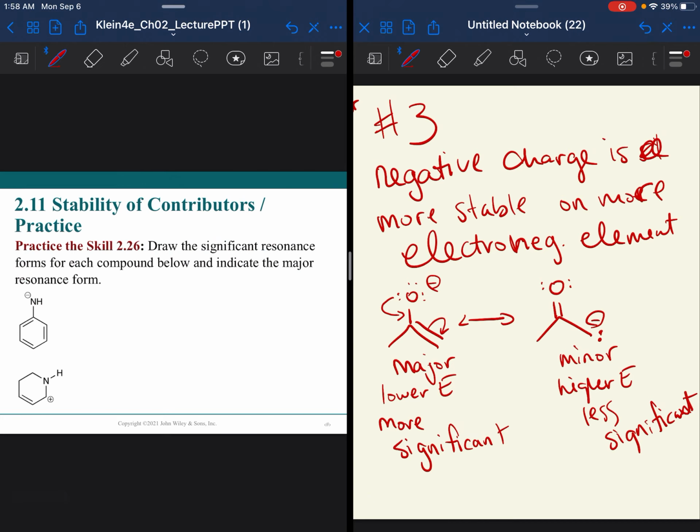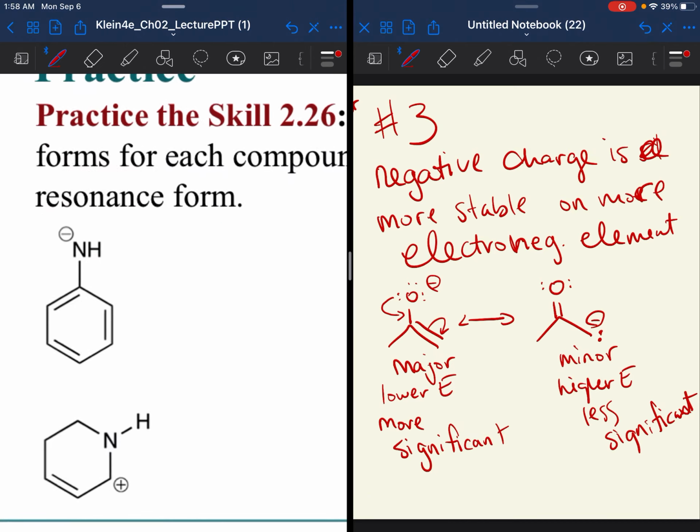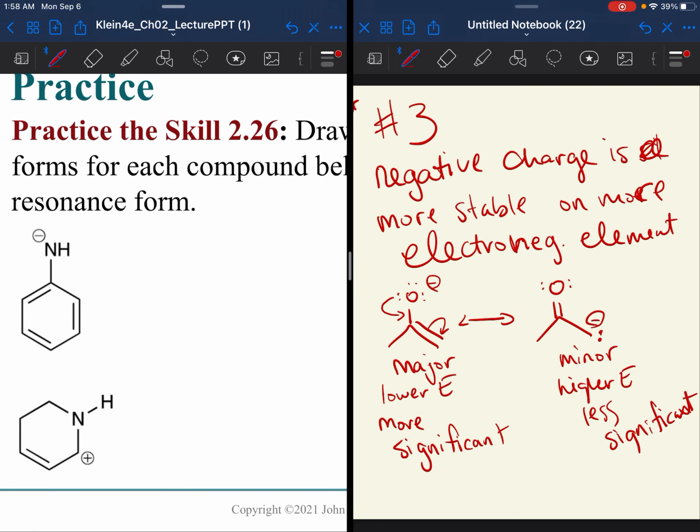If we practice here, we can draw a couple of, we'll blow this up. We'll draw a couple of resonance structures for each form and then talk about contribution. Now, to start off, I want to put in my lone pairs. A nitrogen with a negative charge has 2 bonds and 2 lone pairs.